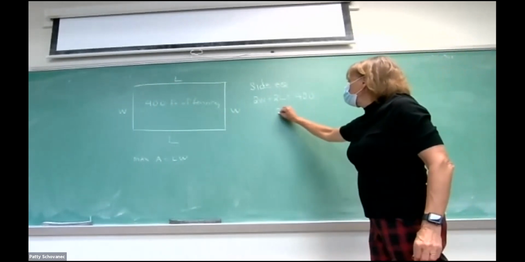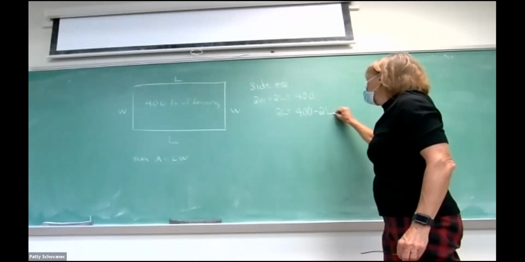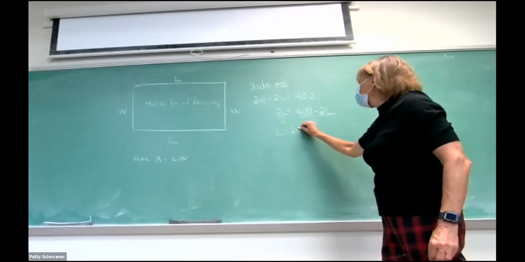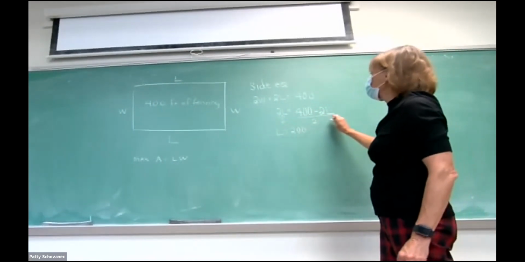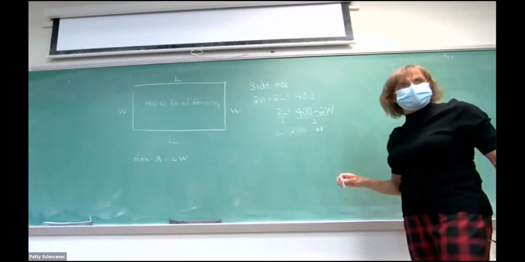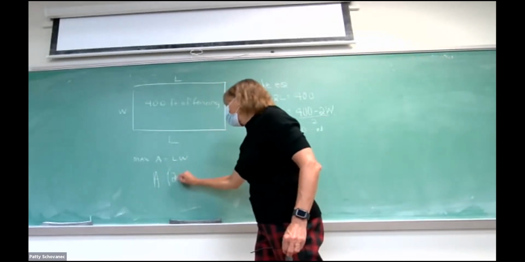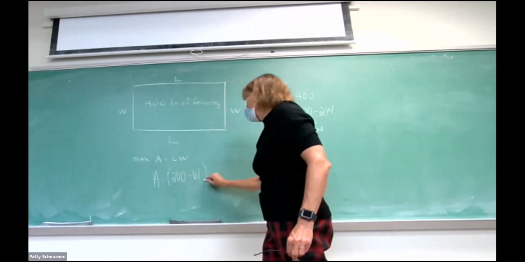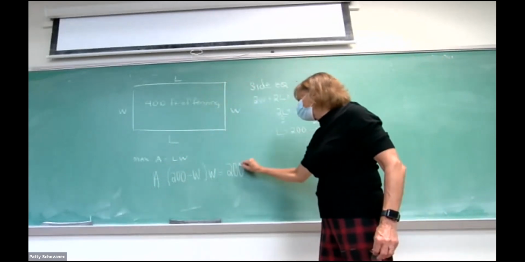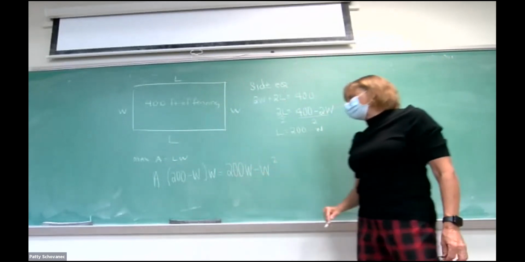So I'll solve that for L and divide by 2. So I get L is 200, oops, got W over here, L is 200 minus W. So when I put that in for L, I get my area function: 200 minus W times W, which is 200W minus W squared. So that's what we want to take the derivative of.